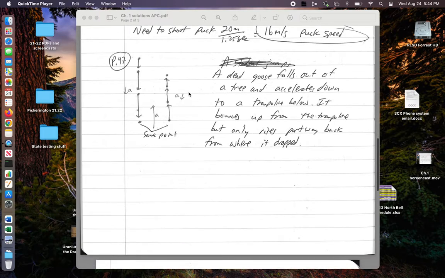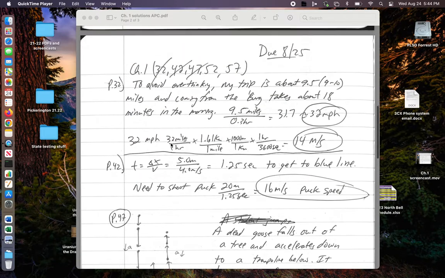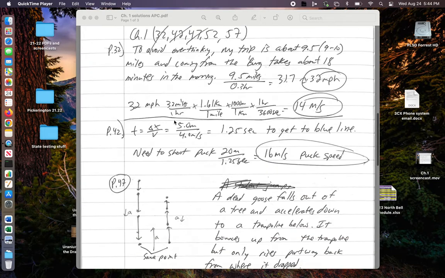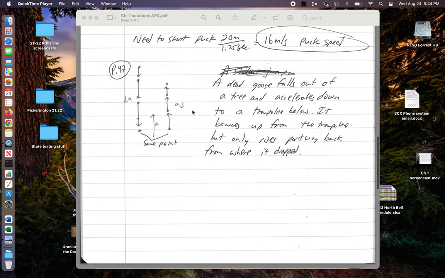Problem 47, basically here they gave you the motion map, and it's really similar to this story I had in 16. So I told you to make up a story. In this case, I've got a dead goose falling out of a tree. People who know me know I'm not a fan of geese. And they accelerate down to a trampoline below, and then they bounce up. But again, it's not the bounciest of trampolines, so it only bounces up about 2/3 as high as where it fell out of. At the bottom where it hits the trampoline, there's a large upward acceleration. Everywhere else, there's a downward acceleration.